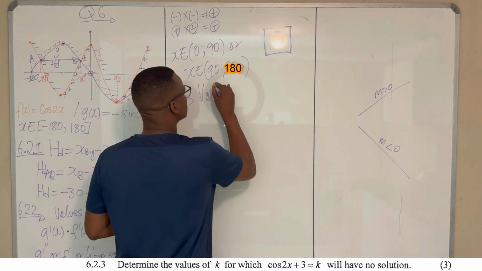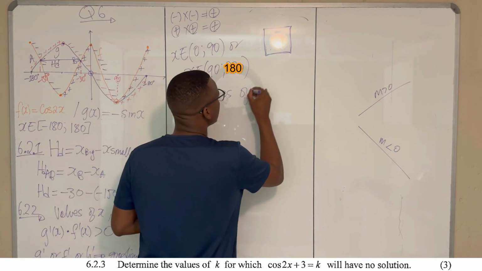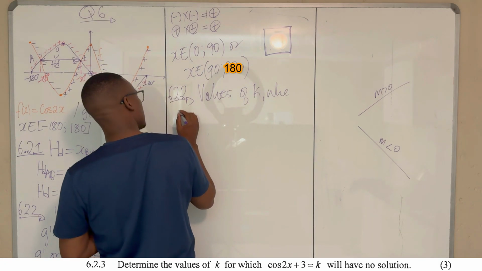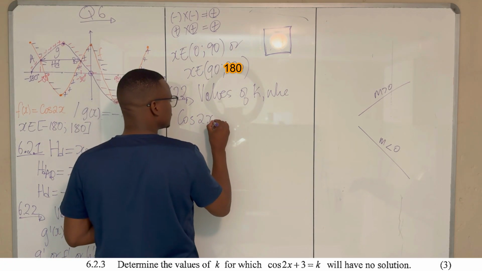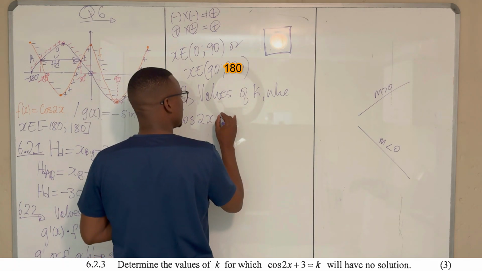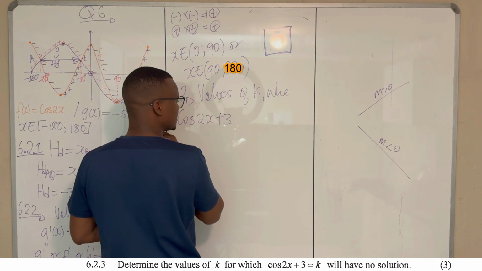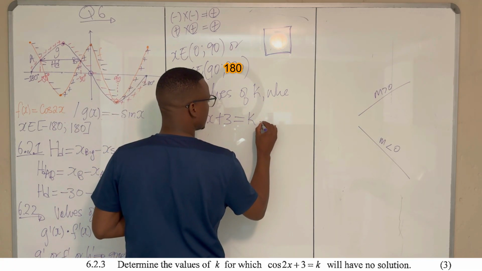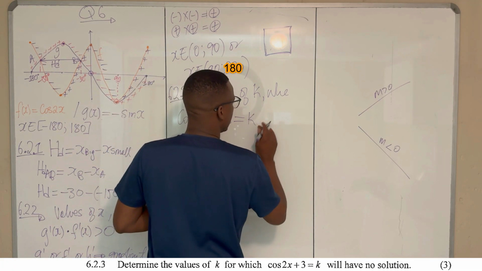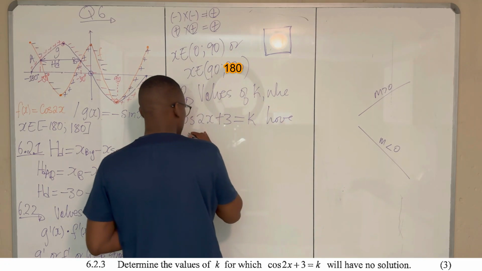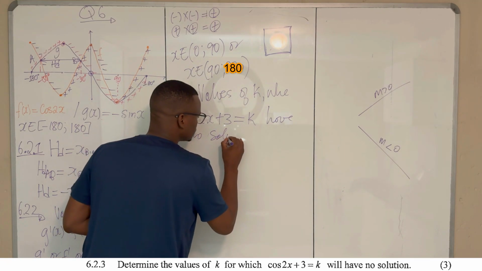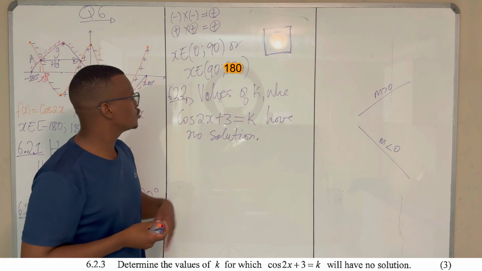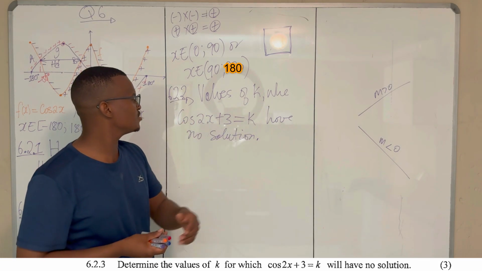They want the values of k where cos of 2x plus 3 is equal to k, has no solution. They want the values of k so that this equation here doesn't have a solution.